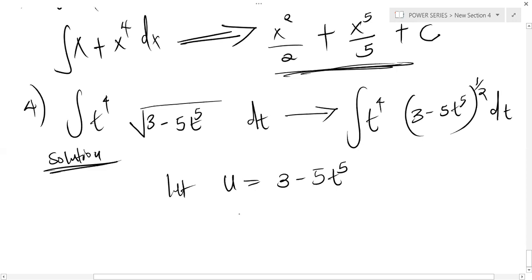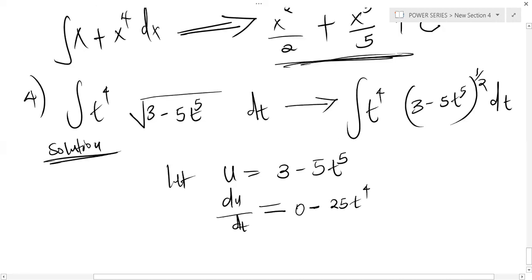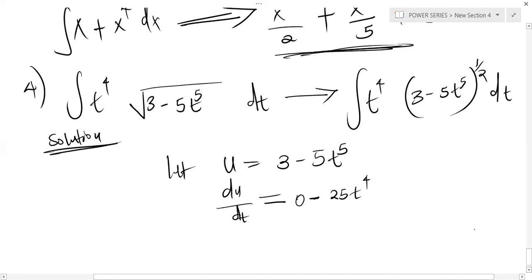Now, what is my du dt? If you differentiate this function, what do you get? Derivative of 3 is 0, minus derivative of 5 t to power 5 is 25 t raised to power 4. So I want to rewrite the whole of this question using u now. Let's see how it transforms from there.